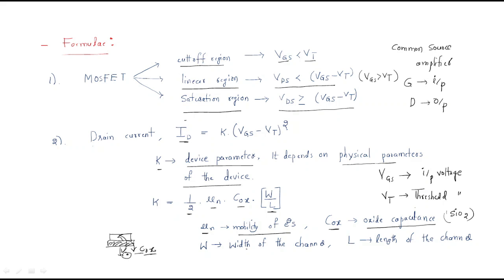Next is the width of the channel. The channel has some width W, and this is the length L of the channel. K is proportional to the width of the channel. Why? Whenever the width increases, the current flow increases. Whenever the length increases, the drain current flow decreases. That's why K is equal to half into mu n into COX into W by L.